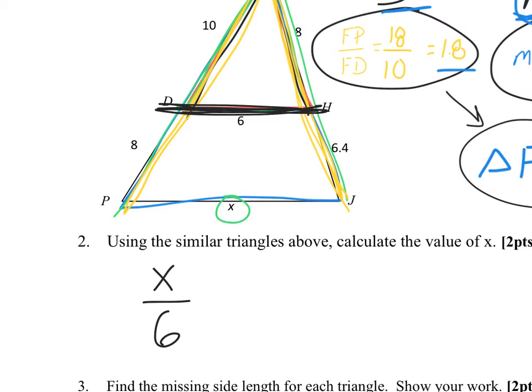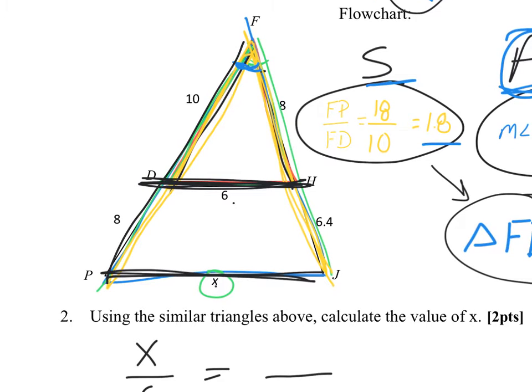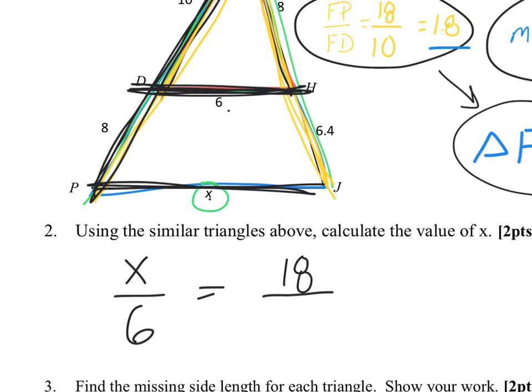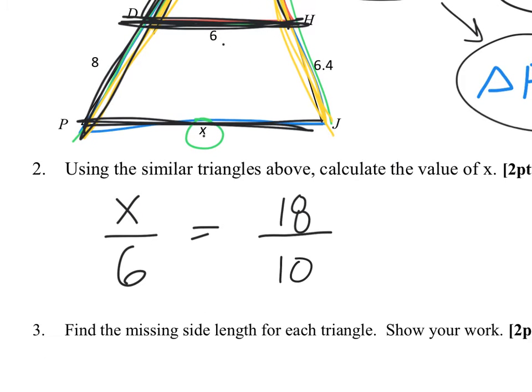This side length of 6 is in the same spot as this one of x. So this is the same ratio of HD over JP. They're in the same spot. If these triangles are similar, which we proved in the previous example that they are, then this fraction of x over 6 has to be the same ratio as taking one of the other side lengths, and I'm going to use this one right here, the longer side length of 18. That needs to be the same ratio as 18 divided by 10. These two fractions have to be the same if the triangles are similar, which they are.